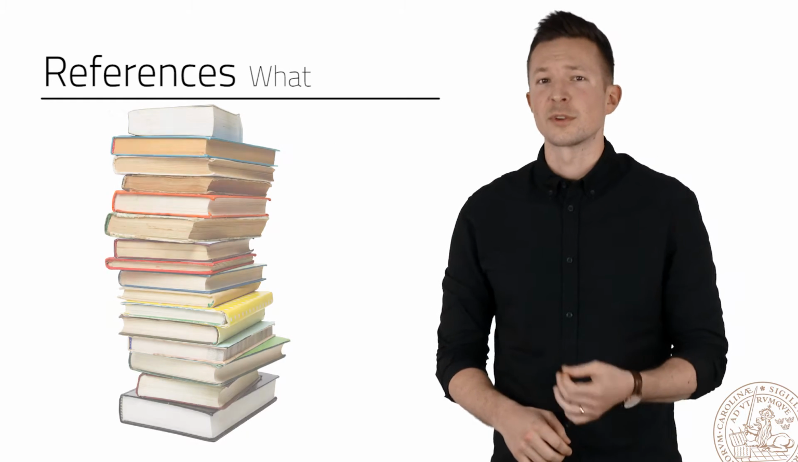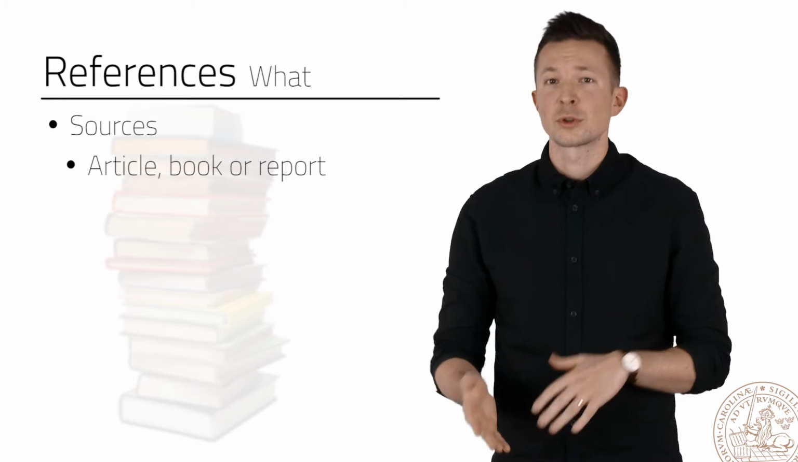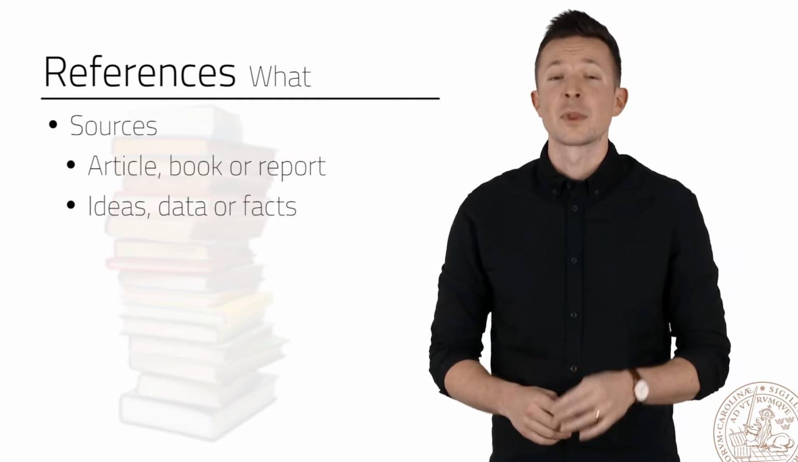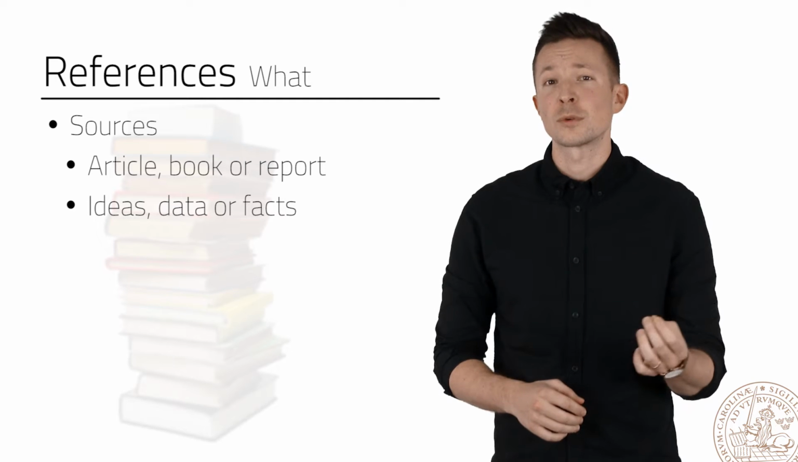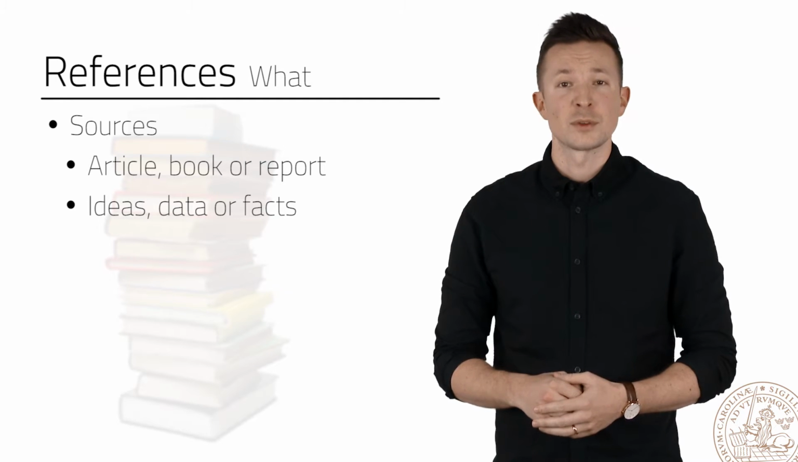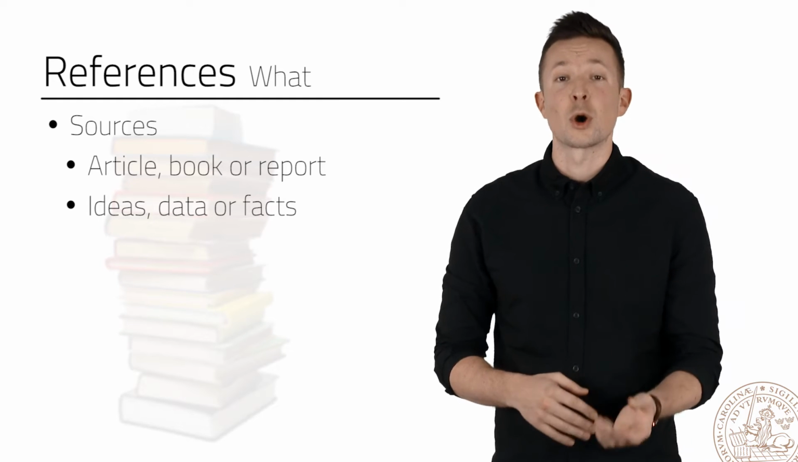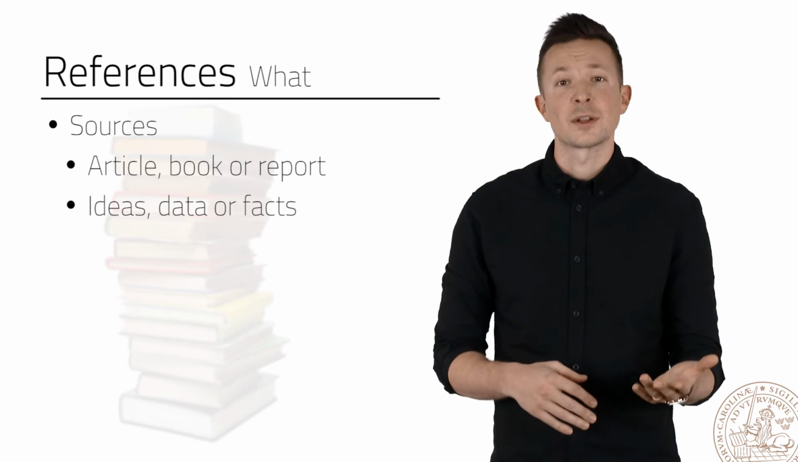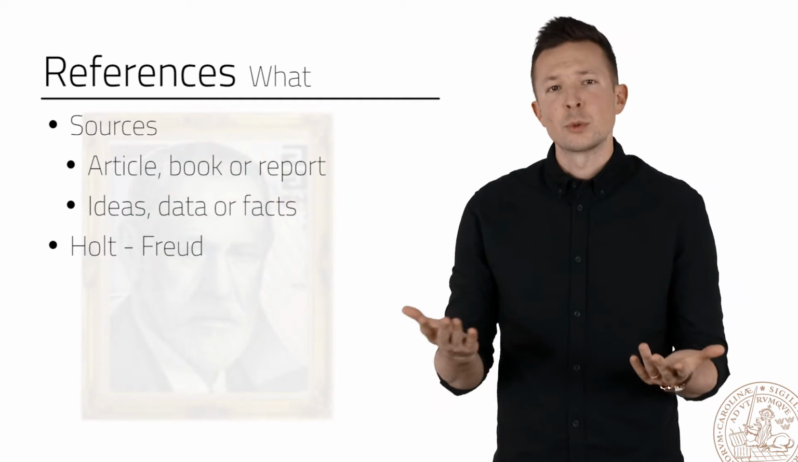You should refer to the sources that you've used in your own work. If you've read an article, a book, or a report and used ideas, data, or facts from it, then you must show this. Usually this is quite obvious, but of course questions could arise. For instance, what should you do if the original ideas that you want to refer to are presented in another book than the one you've read? Let's say that the author Holt is summarizing works by Freud. Who should you refer to?